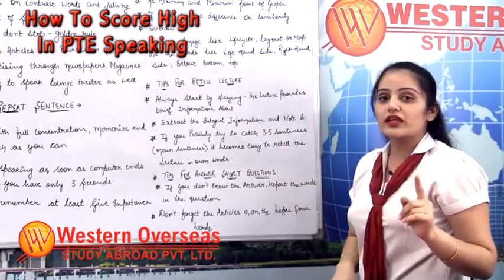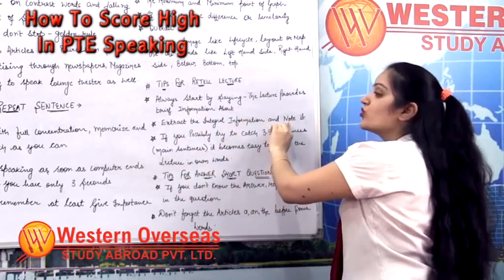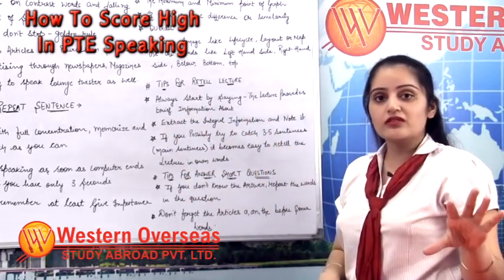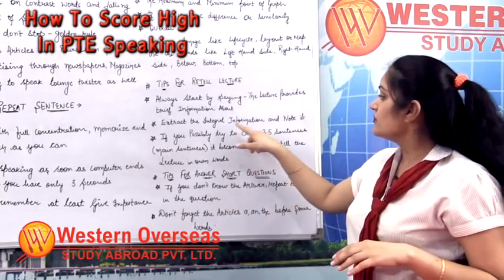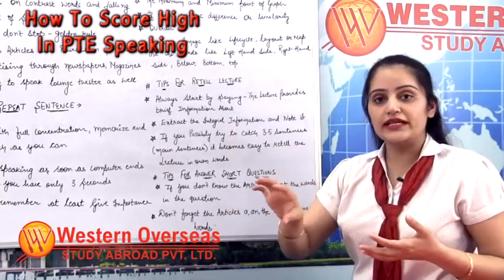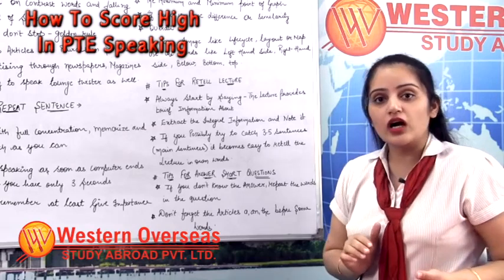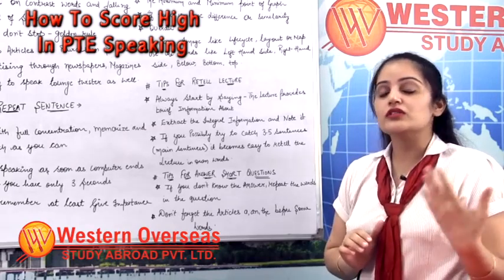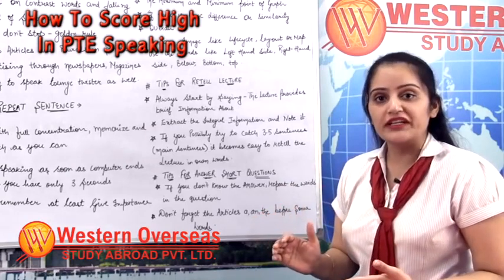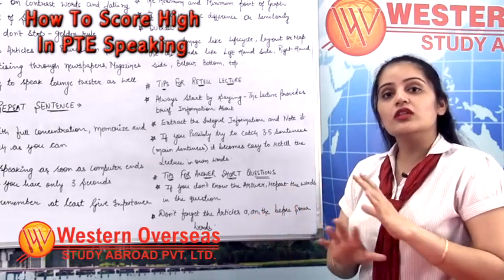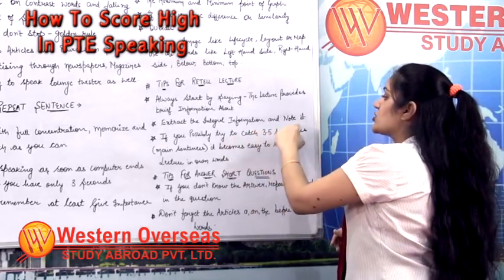The second important thing that you have to do in retell the lecture is extract the integral information and note it. You get erasable notepads. In that erasable notepad, you can extract the integral information. Integral means important information like names, dates, places, whether a person is a politician, a great archaeologist, an artist, or the lecture is about nature, technology, proofreading, exhibition, museums, a number of topics. So extract the integral information and note it.